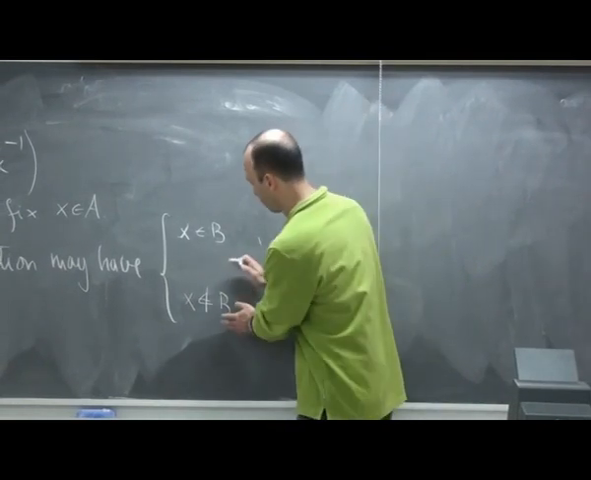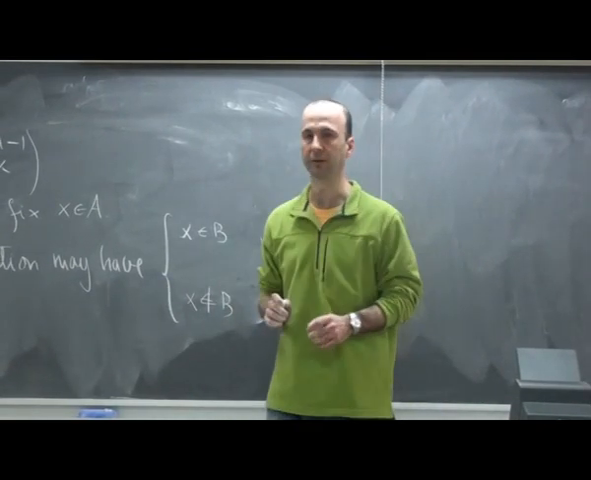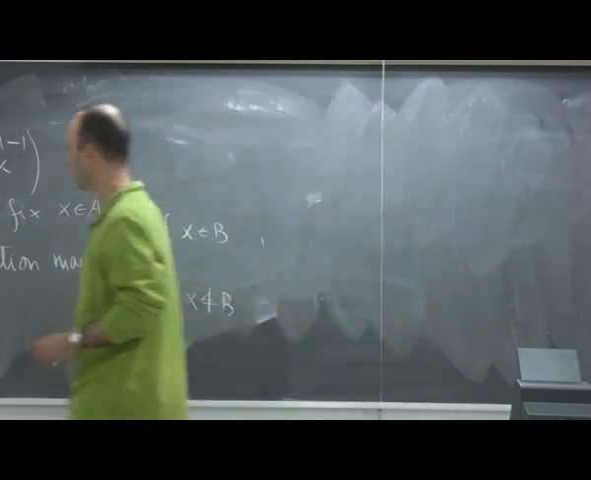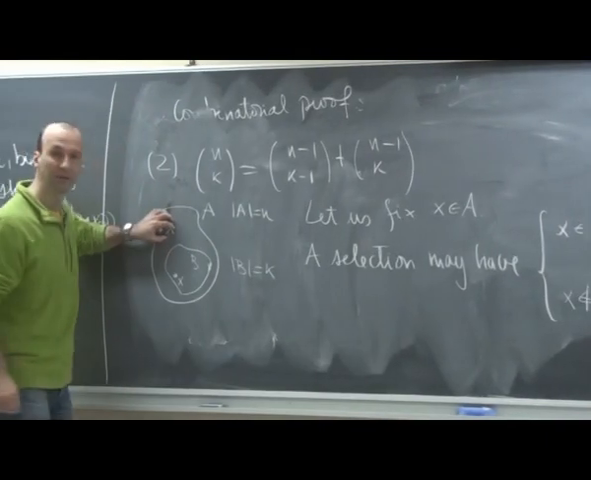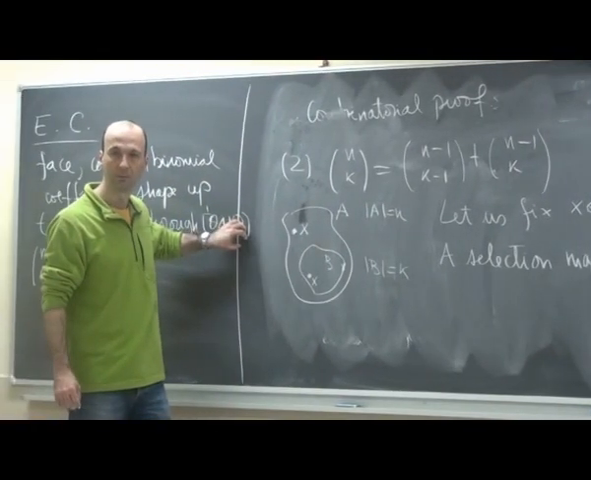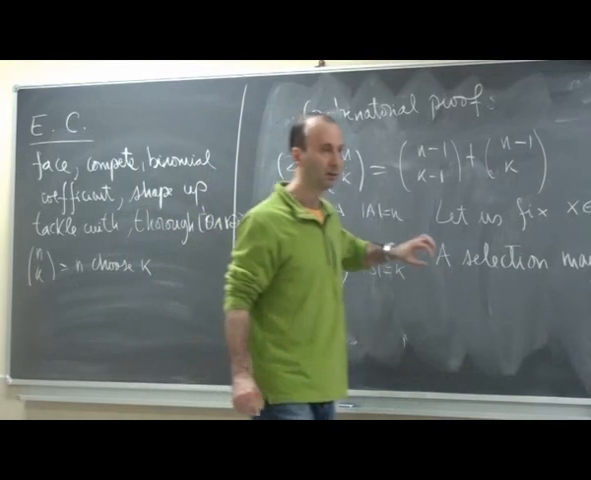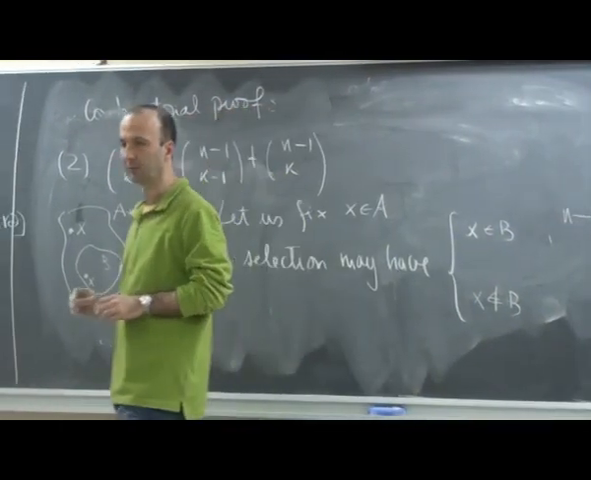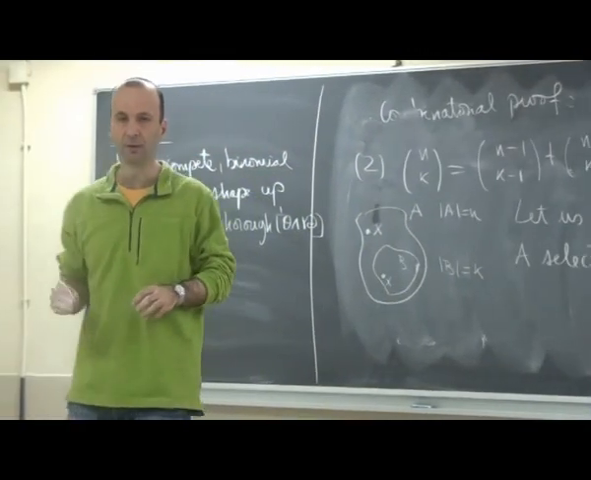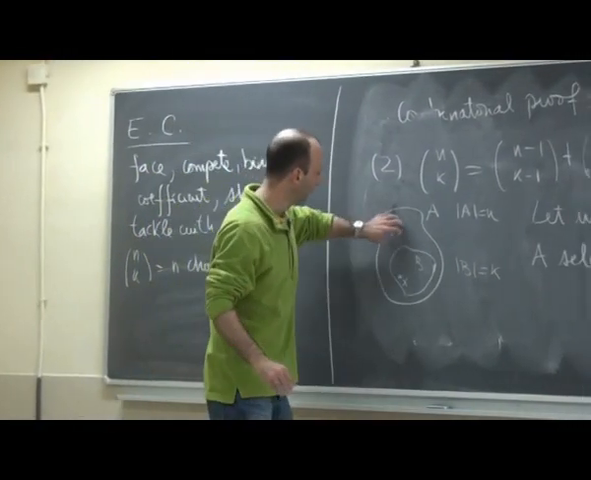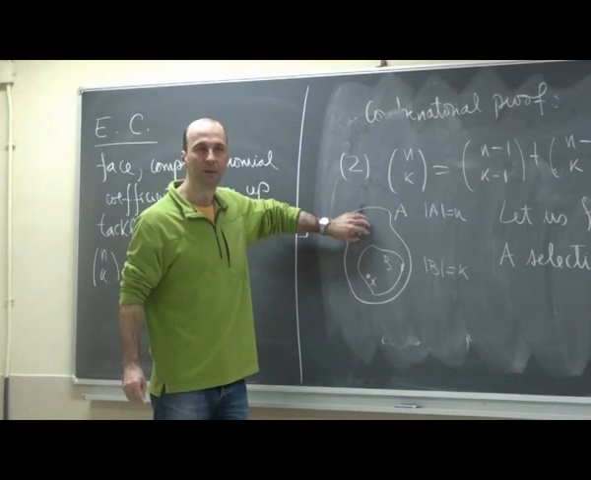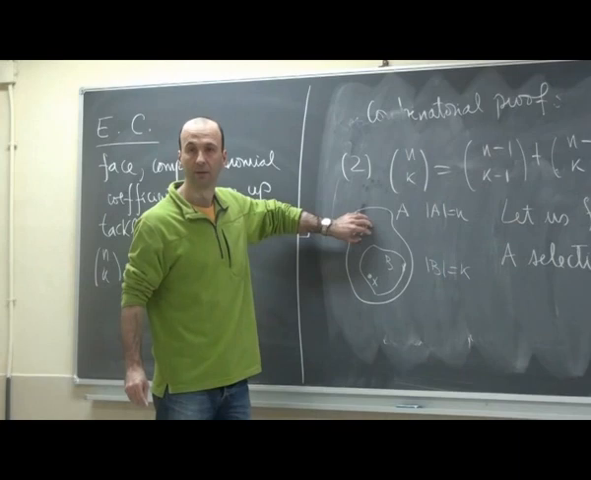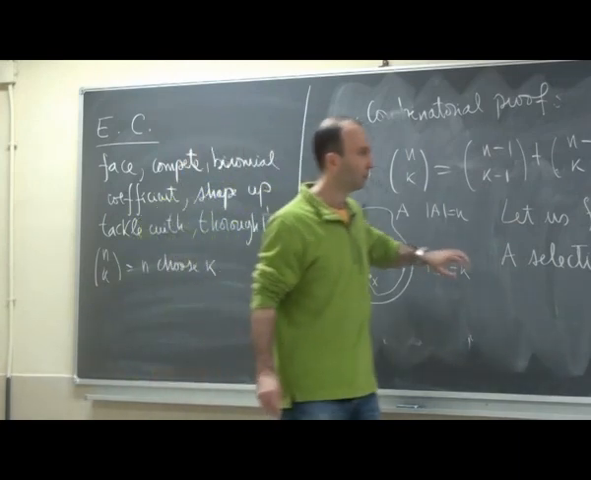So B is going to be my selection. I don't want X there. How many? Well, first of all, what I do is remove this one, right? So I'll have a new set composed of n-1 elements. So I remove this one. How many elements do I have to select? K, right? So the answer is K.